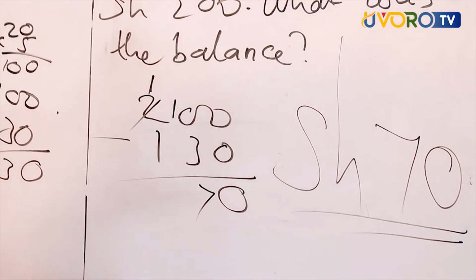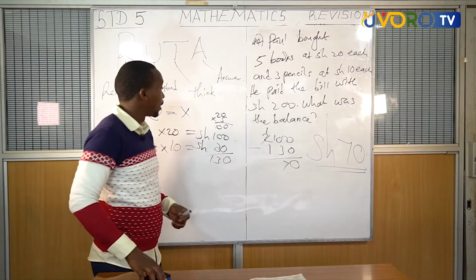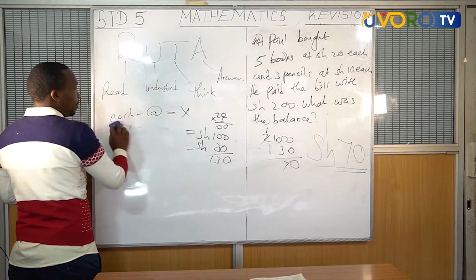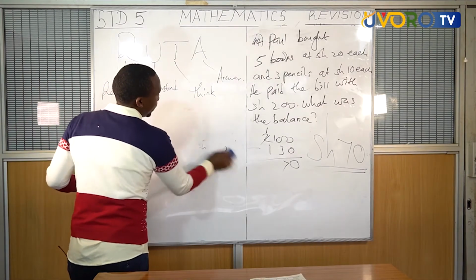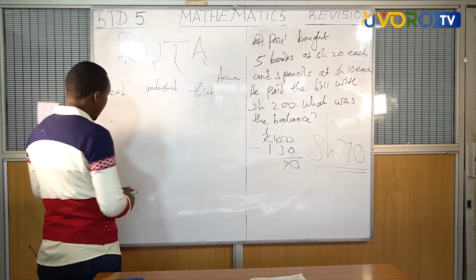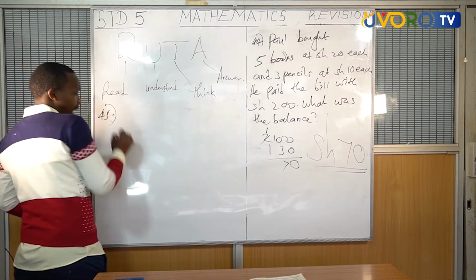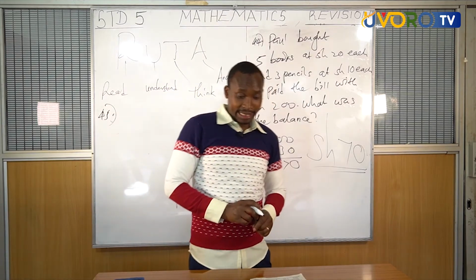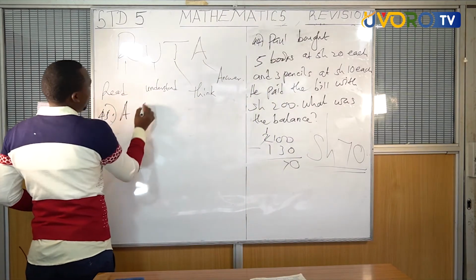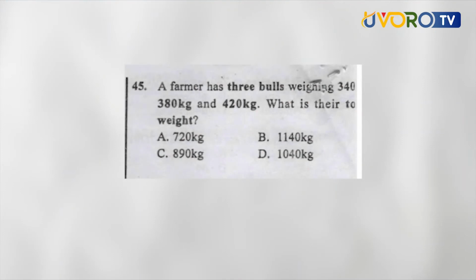Shillings 70. We go to question number 45. Number 45 is our next question. You are told a farmer has 3 bulls. It is not that if you have 3 bulls there at home, your father is known as the farmer. Are we together? Your father is your father. Now, a farmer has how many bulls?